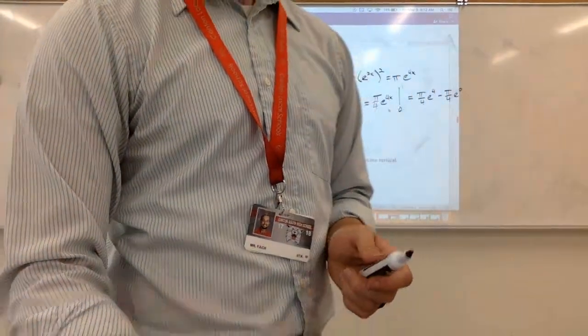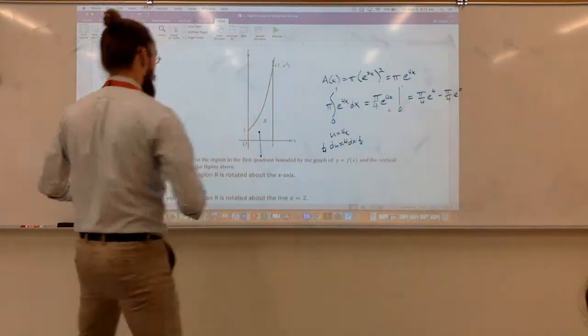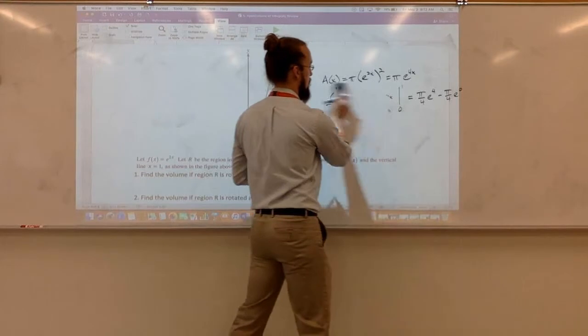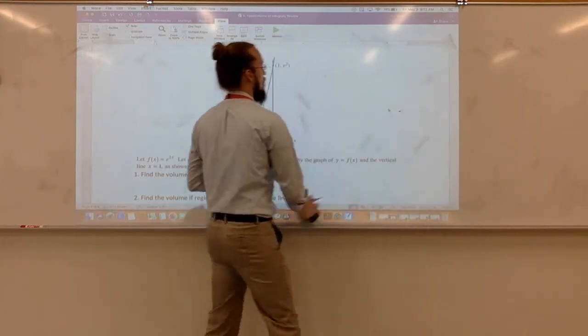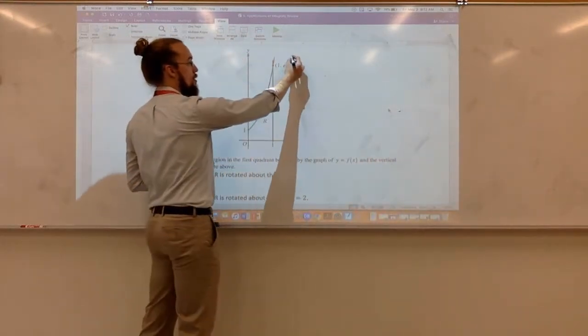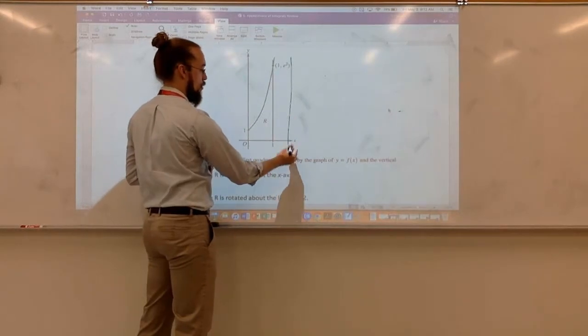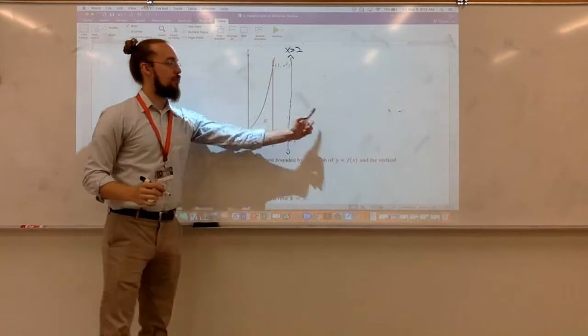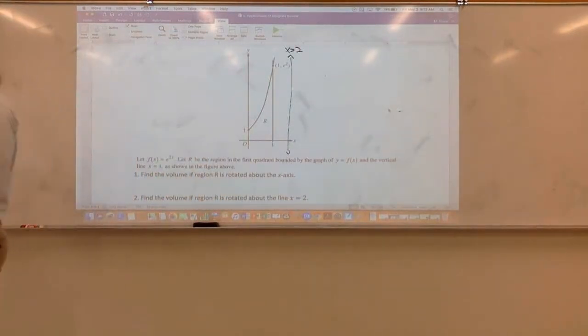Final problem. Let's take this same region and revolve it about the line x equals 2 and find the volume. So now we are taking this vertical line, and I'm going to take this region and revolve it about this line.